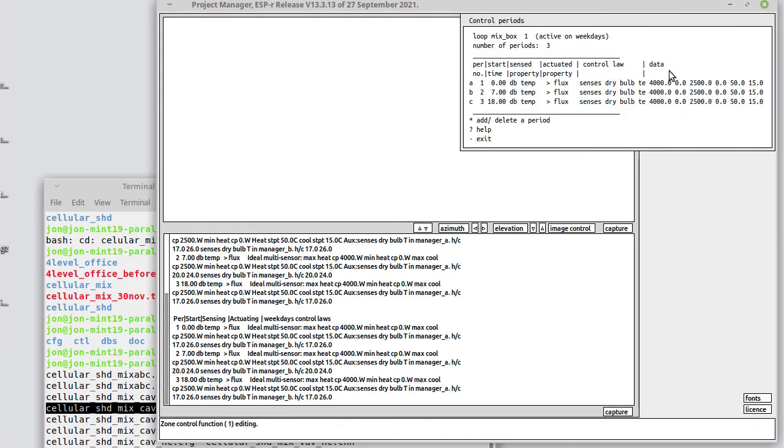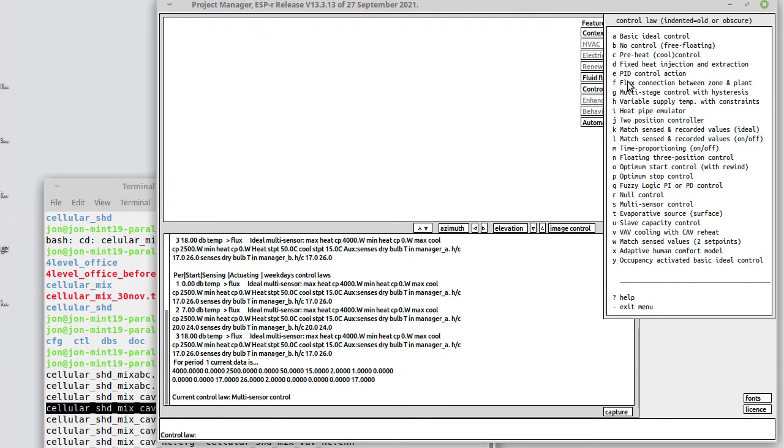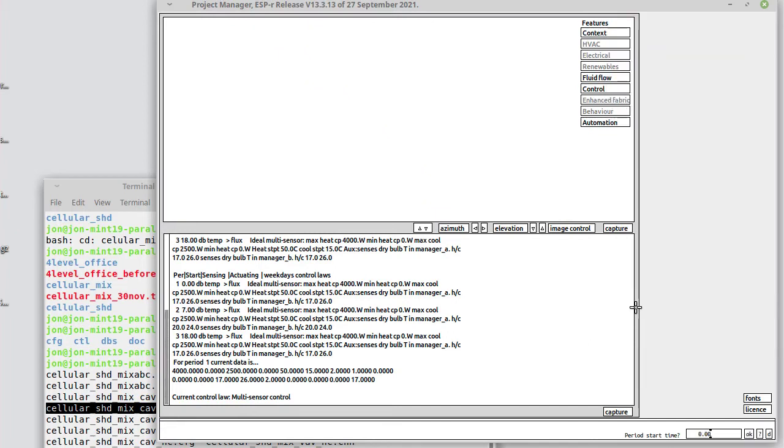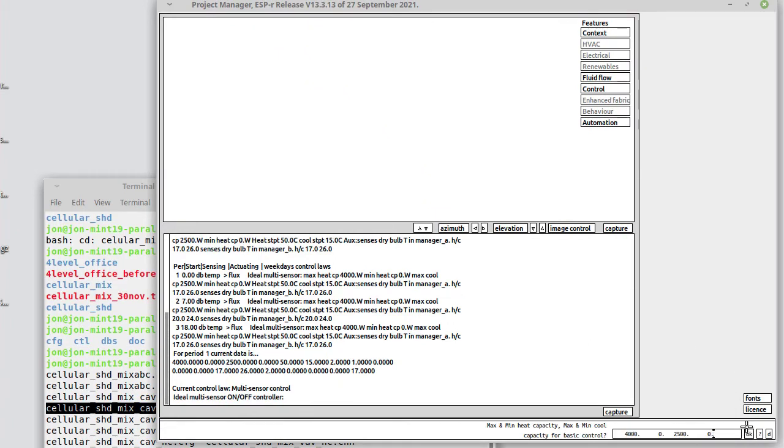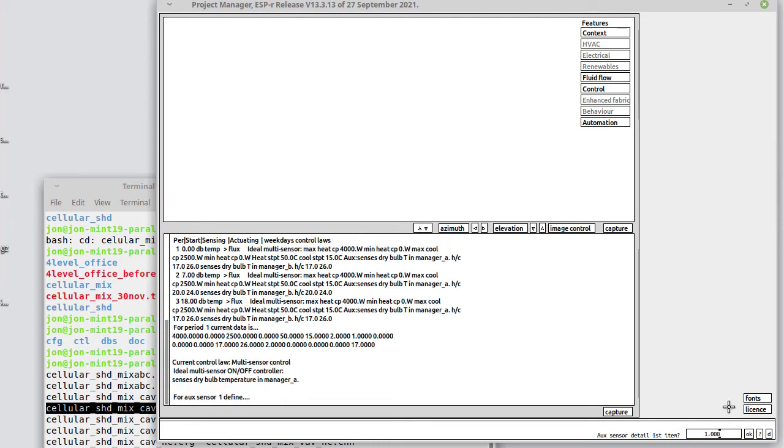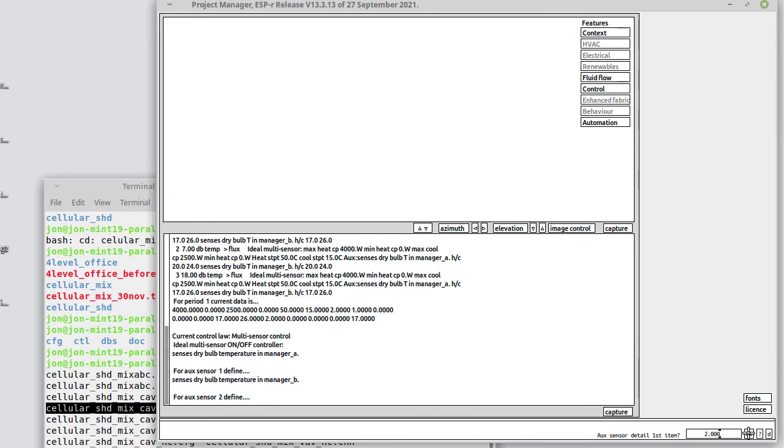Essentially, we've got 4 kilowatts of heating, 2.5 kilowatts of cooling, and here's our multi-sensor controller for this period starting at zero. Here are our capacities. We're going to allow it to get up to 50 degrees or down to 15 degrees for the tempering. And there are two auxiliary sensors, one of which is in the first office, which is zone one. And the rest of the values are zero for there. And we'll want it to heat to 17 degrees and cool if it gets above 26 degrees.